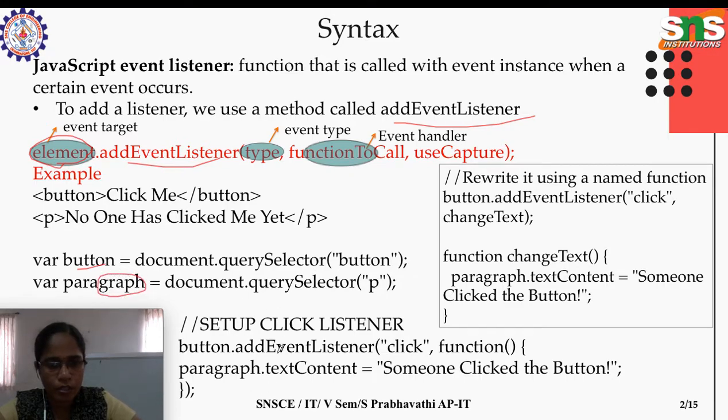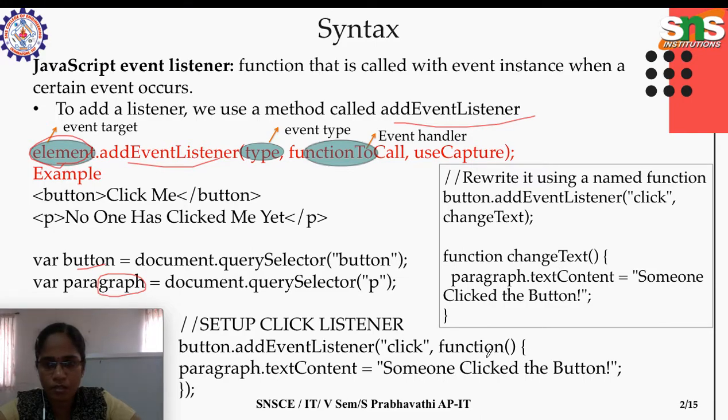And we are adding the event listener for the button. This button is nothing but this object, so button.addEventListener. The first argument is the type of the event, click. When you click the button, call this function. Here we are defining it immediately.